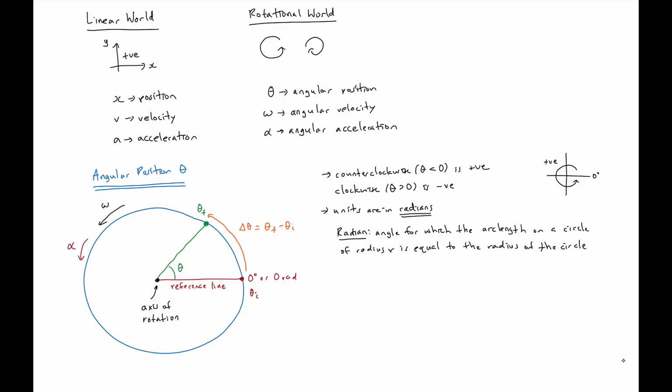Apart from that, we should probably define the arc length as well in order to define the radian. The arc length is given by the equation s equals r theta. And where does this come from?